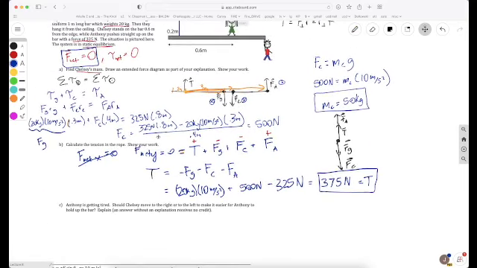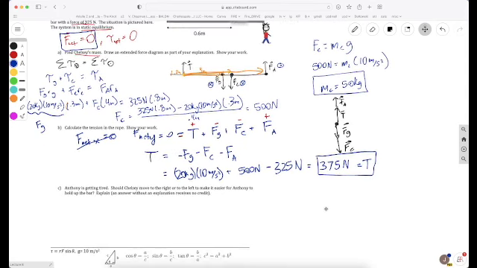Okay, so now we use torque balancing to find Chelsea's mass. We use force balancing to find the tension. Now the last piece, Anthony is getting tired. Should Chelsea move to the right or to the left to make it easier for Anthony to hold up the bar? And of course it wants us to explain.